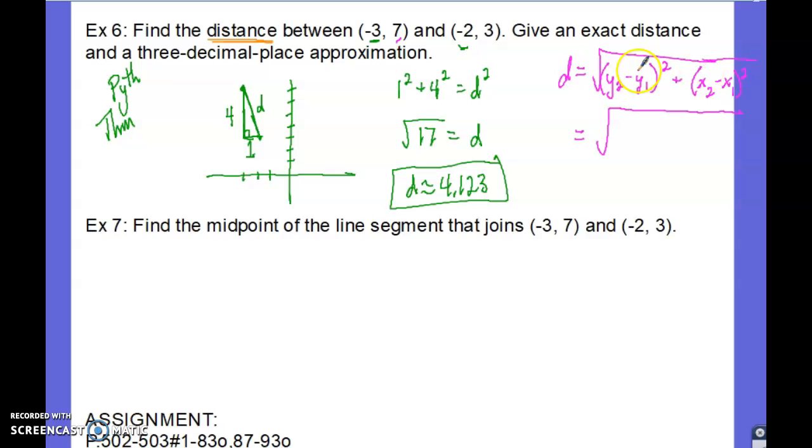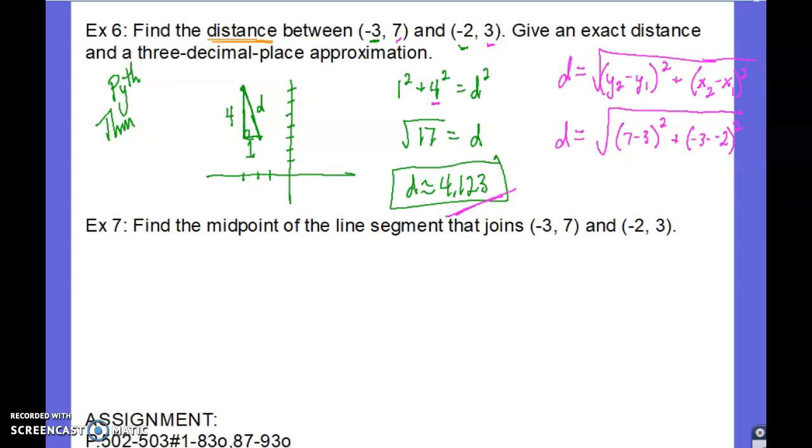Oh, and by the way, because addition's commutative, some people write the distance formula with the x coordinates first. I don't know why I start with the y's. But you can see the answer is going to be the same. 7 minus 3 squared. See how I have 4 squared in there? And then -3 minus -2. Now -3 minus -2 would be -1, but when you square -1, you get +1 anyway. So if you type this into your calculator, you'll get the same answer.